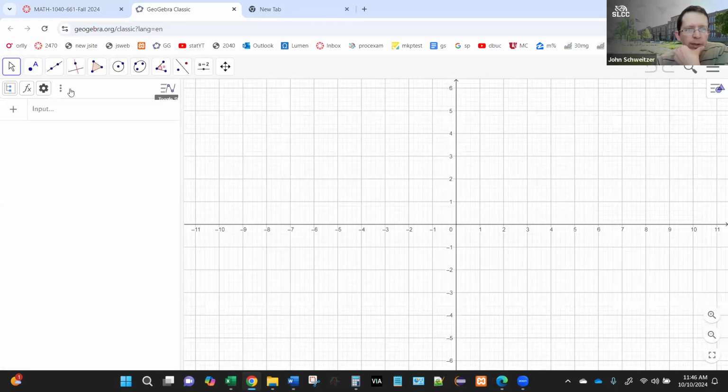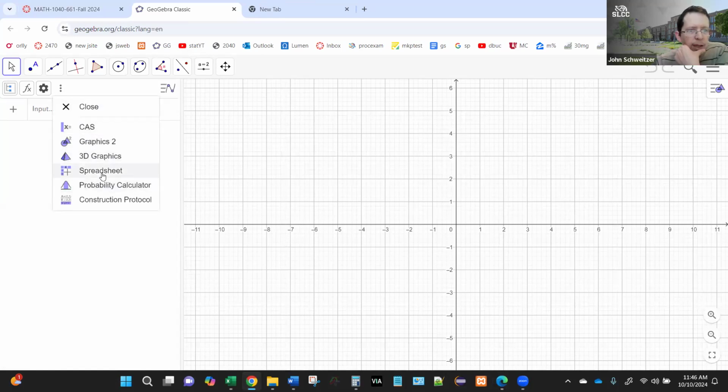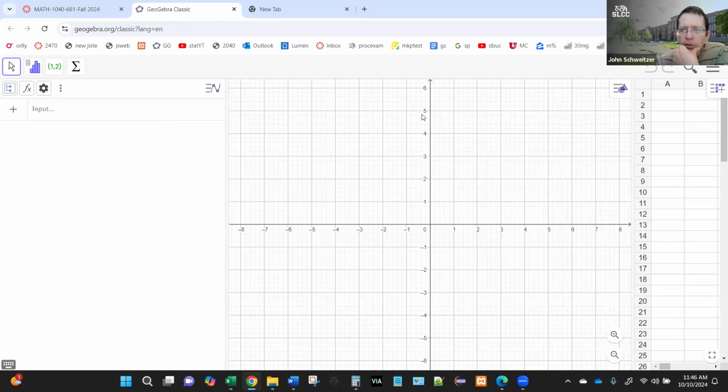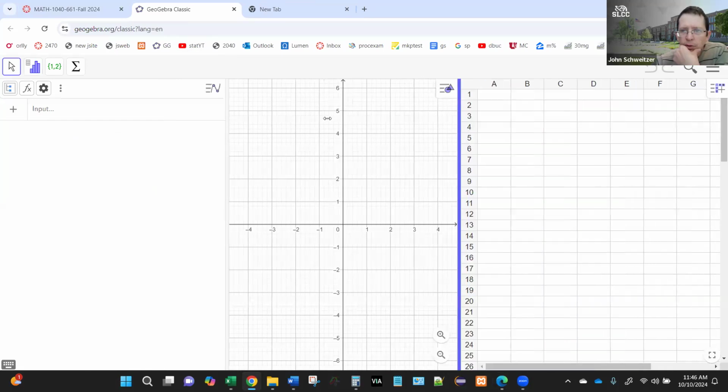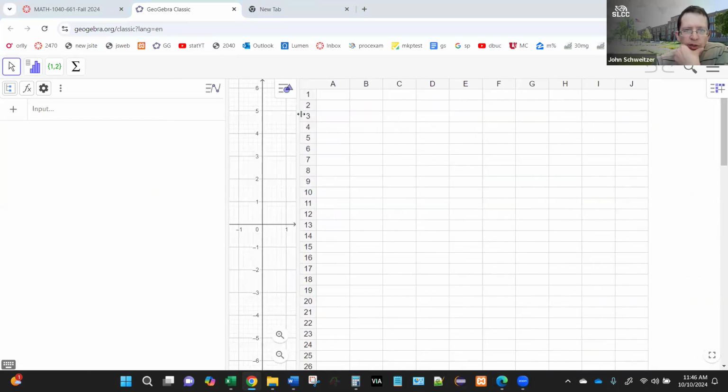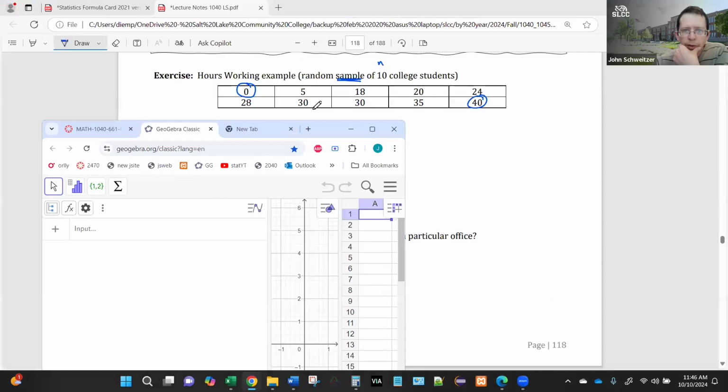Okay, so we'll go sigma, we'll hit the toggle button, then we go 3 dots, and I need to get the data set into GeoGebra, right? So we open up the spreadsheet, and we're going to type those numbers in. Okay, so again, I'm just typing in the numbers from this data set. Okay, so I'll start here in A.